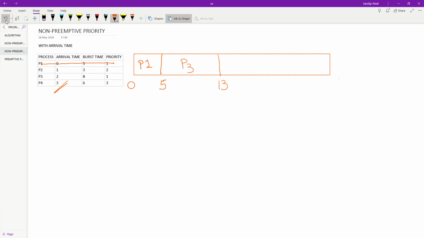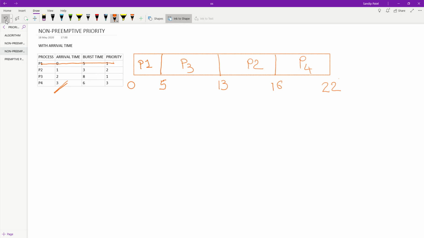Next we enter the next highest priority process, P2. P2 has the second priority, so we enter it and it completes its execution in 3 milliseconds. 13 plus 3 is 16. And the last one we enter is process P4, which requires 6 milliseconds. So 16 plus 6 is 22 milliseconds total. So here is the Gantt chart with arrival time, applying the non-preemptive priority scheduling algorithm.